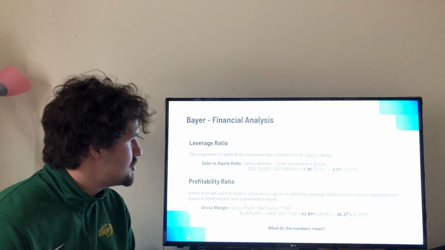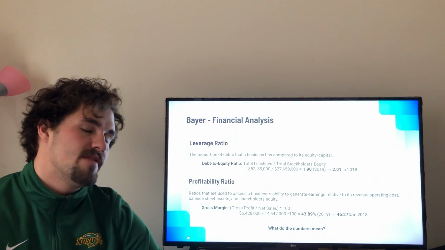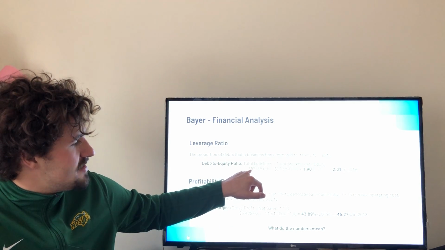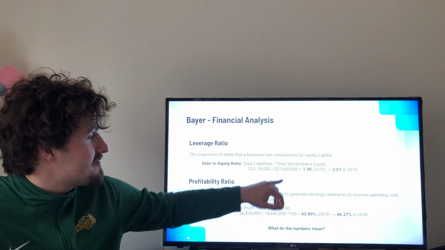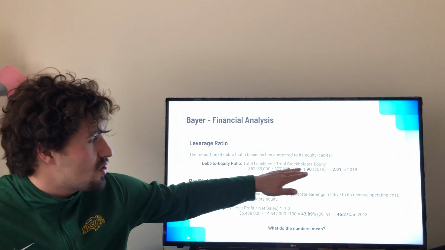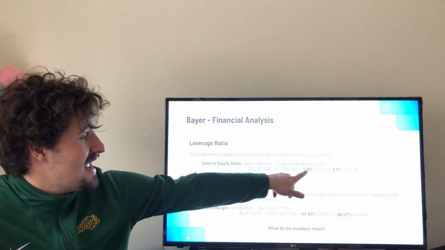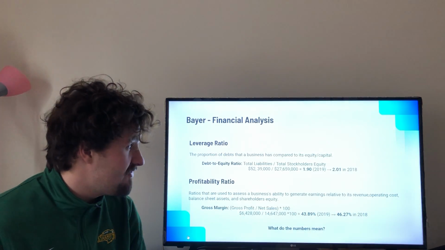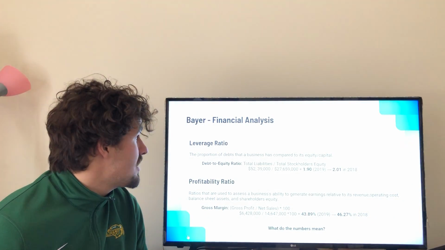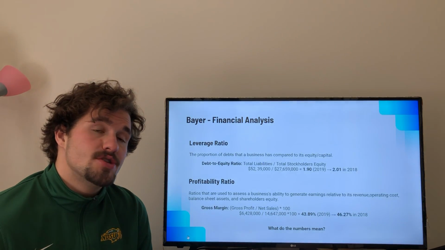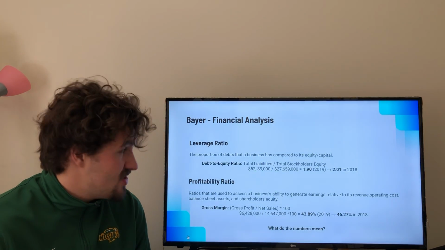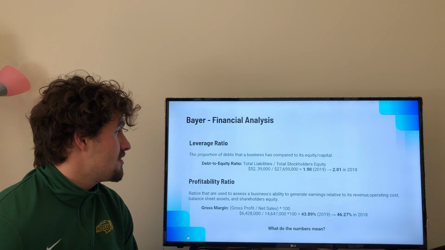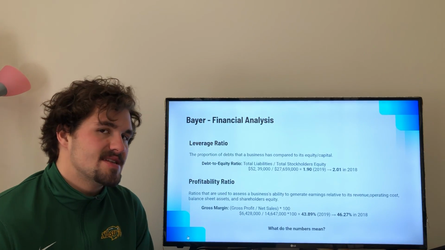Next, we'll look at leverage ratio, which is the portion of debt a company has compared to its equity. So we take the total liabilities, which is 52.3 million, divided by 27.6 million, which is the total stockholders' equity, and we get 1.9 for 2019 and 2.01 for 2018. Those are very, very high. Usually you want your leverage ratios to be about 1 to 1.4. This just means that Bayer raises a lot of their money through financing instead of equity investments.